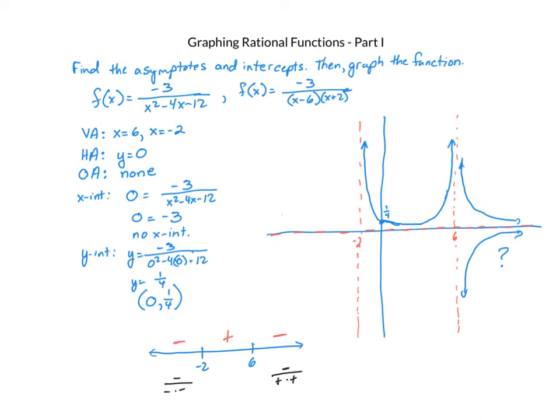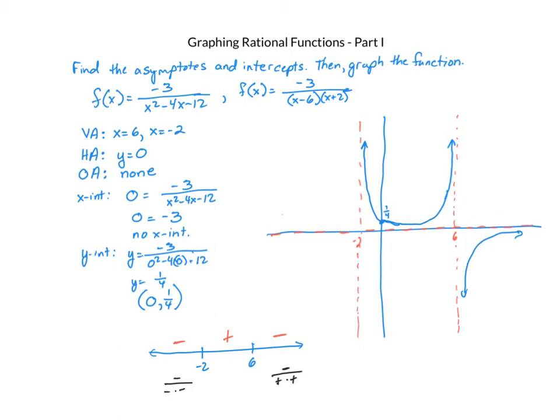So now let's use that information and come back to our graph. To the right of 6, what do we see? That the values of the function are negative. That means they are below the x-axis. They're down here. It cannot be this. So let me do some erasing.